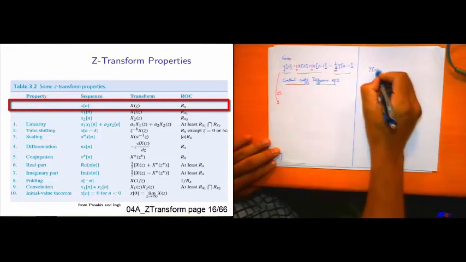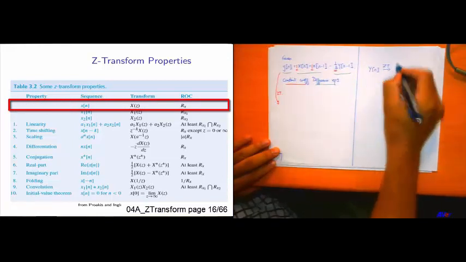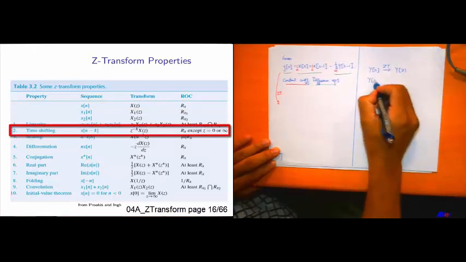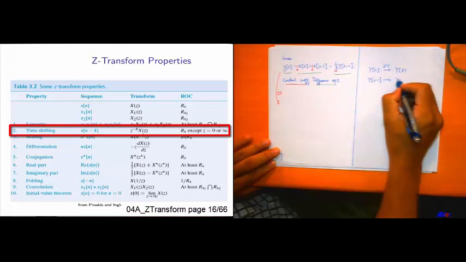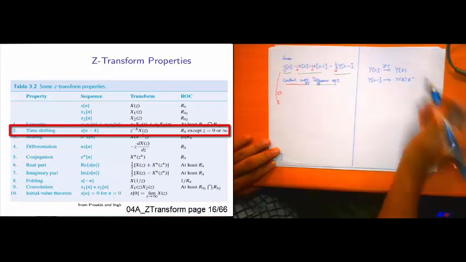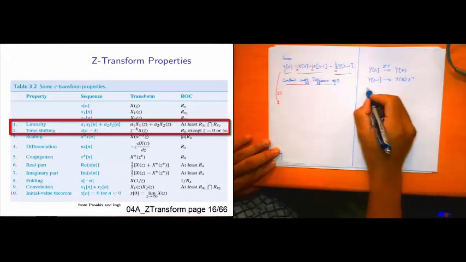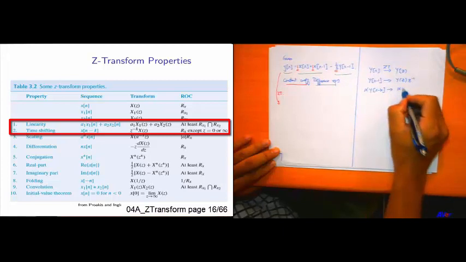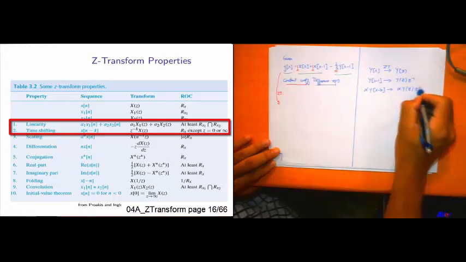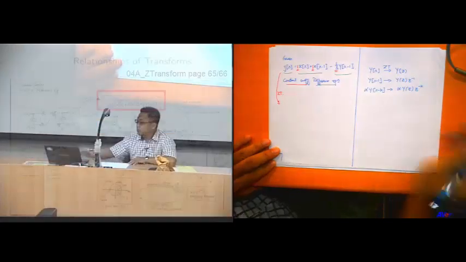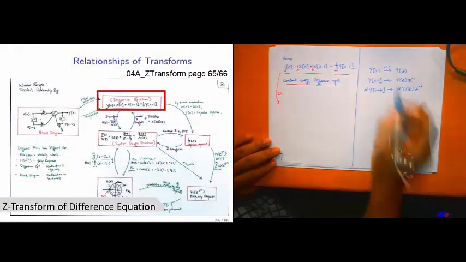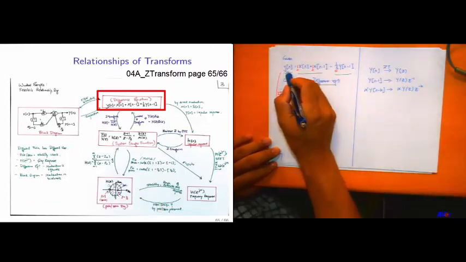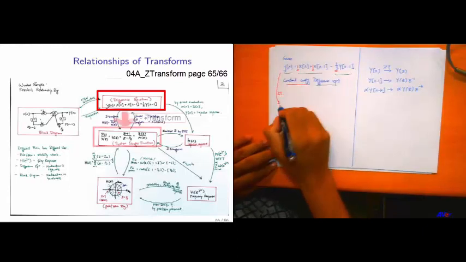y of n, the Z transform is Y of z. y of n minus 1 is Y of z, z to the minus 1. And now, alpha y of n minus k is alpha Y of z, z to the minus k. Finish. Yeah? So with these three operations, we can convert our original equation in the discrete time domain to the z domain.